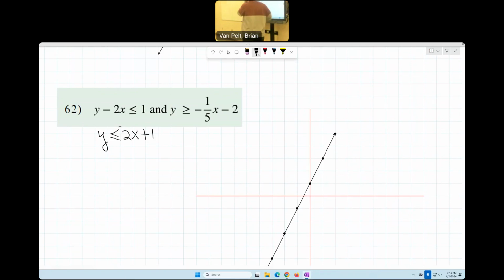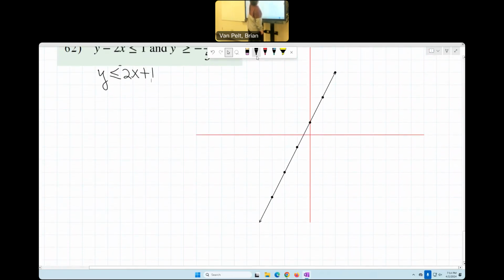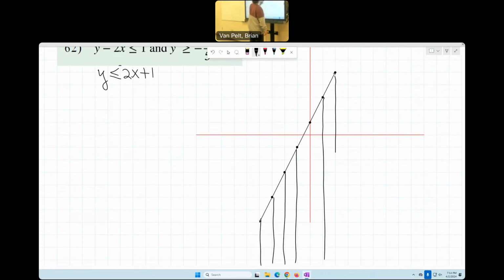I got that. There's the graph of it. Okay, I understand. Which way, underneath or above? Underneath, correct. This one done. Of course, this will go on forever and ever. The other one was already in the right format for graphing. So let me get it in place.